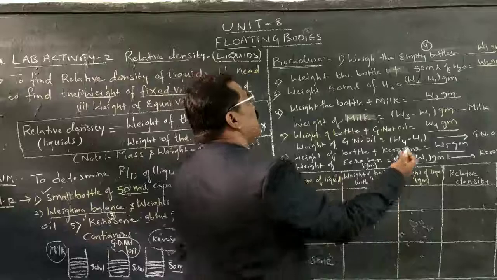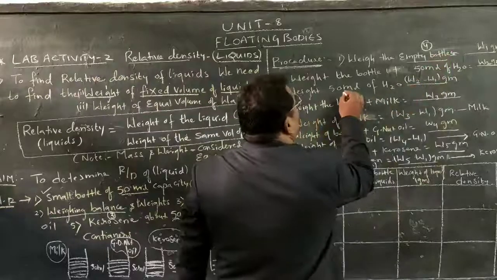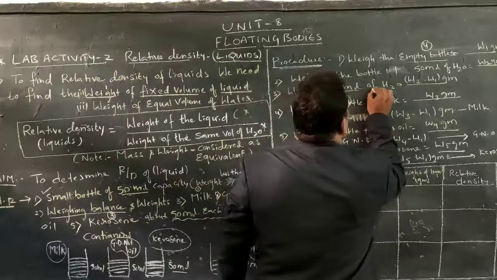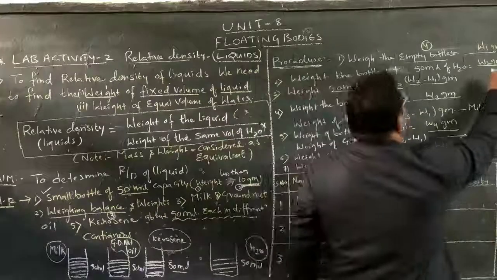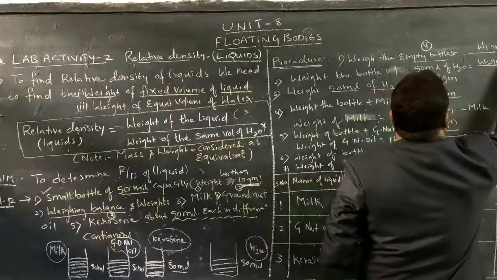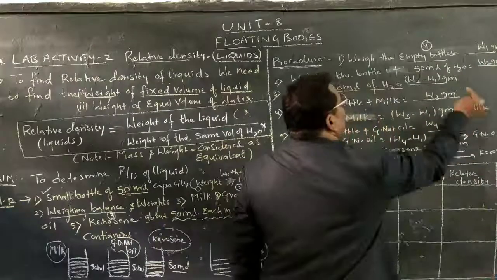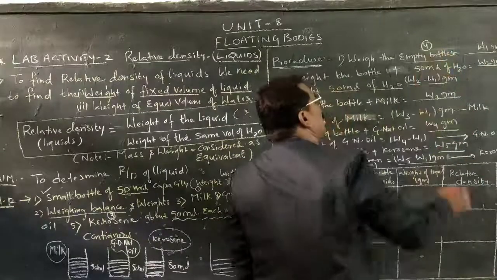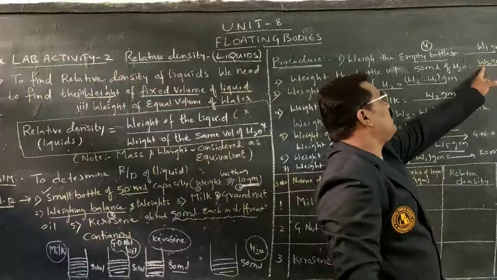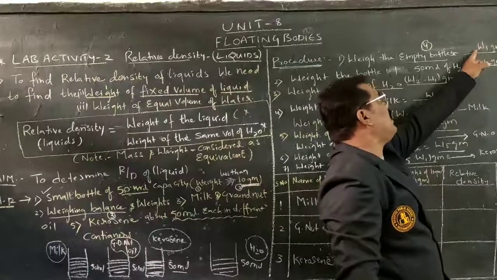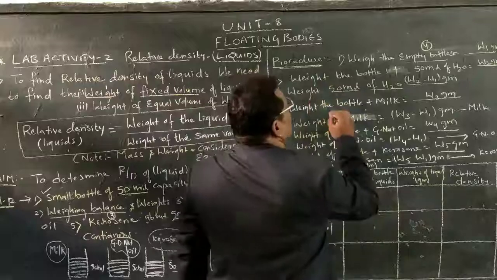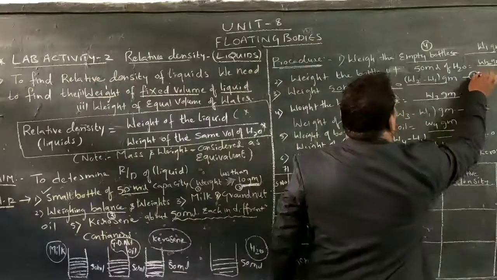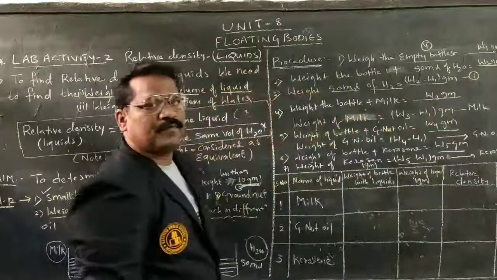Then, from these two, what do we subtract? We can only calculate the weight of 50 milliliters of water. This is the first equation, this is the second equation. If I subtract from the second equation, W2 grams minus W1, W2 minus W1 grams will give us the weight of water. Consider it as 1.